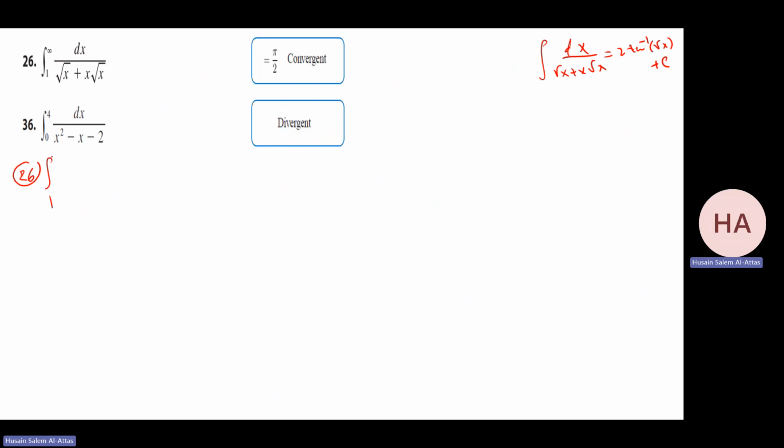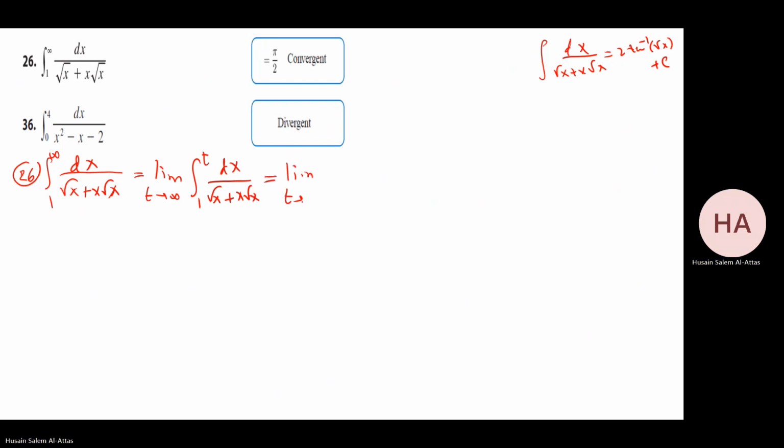Write the problem: integral from 1 to infinity of dx over square root of x plus x square root of x. That will be the limit as t goes to infinity of the integral from 1 to t of dx over square root of x plus x square root of x. And I know that the integral is what? 2 tan inverse square root of x from 1 to t. That will give me what? Limit t goes to infinity.